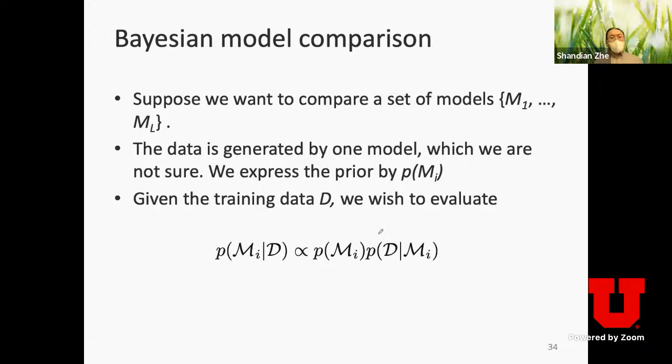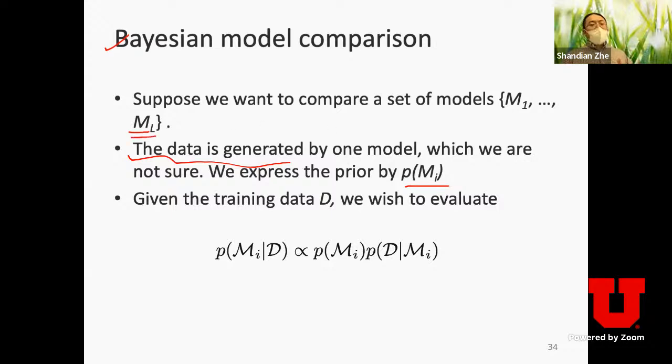Okay. So to perform Bayesian model comparison, of course, we need to talk about what the prior is, what the likelihood is. We're assuming this particular data is generated by one model out of these L possible choices, but we're not sure which. So of course, we can assign a prior over the ground truth model, given our prior belief that the ground truth model is M_i.